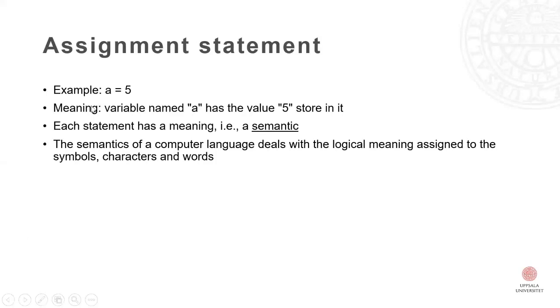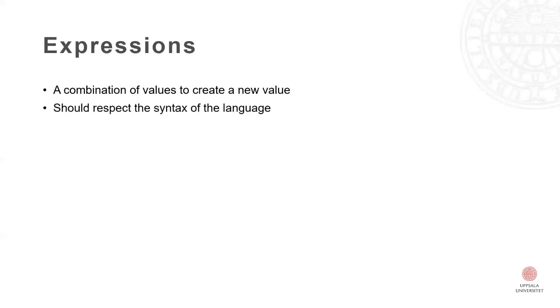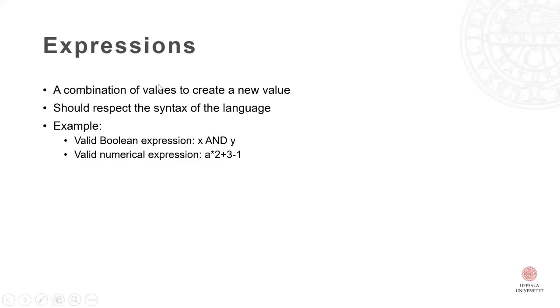So now let's see what expressions are, because in assignment statements, we might not have just a very simple value here. We might have an expression. So expressions are a combination of values to create a new value. And they should again respect the syntax of the programming language. For example, imagine X and Y are two Boolean variables, then having X and Y, where and is a keyword in some programming language, is a valid Boolean expression. Or having A * 2 + 3 - 1 is a valid numerical expression.